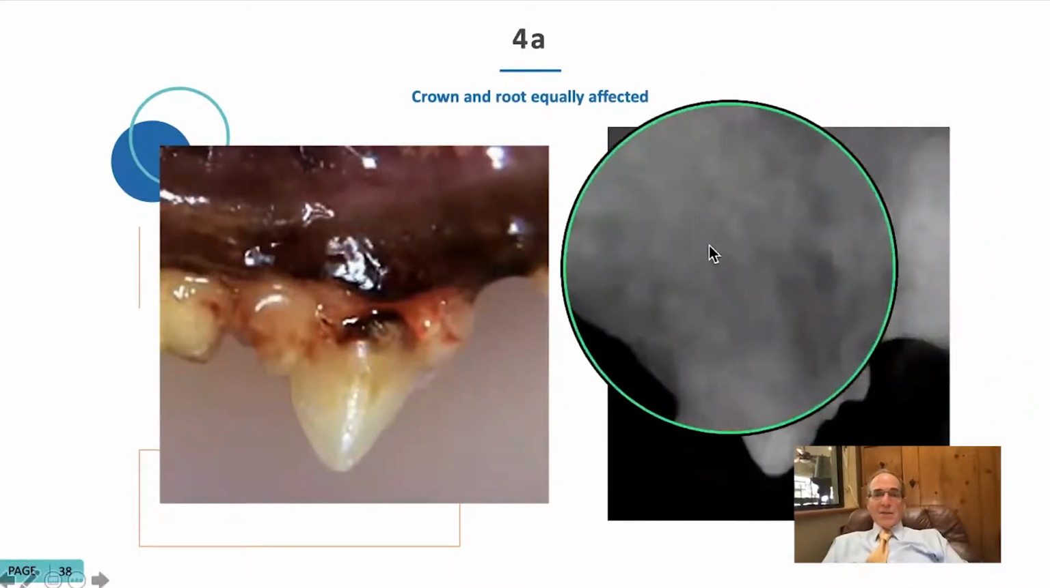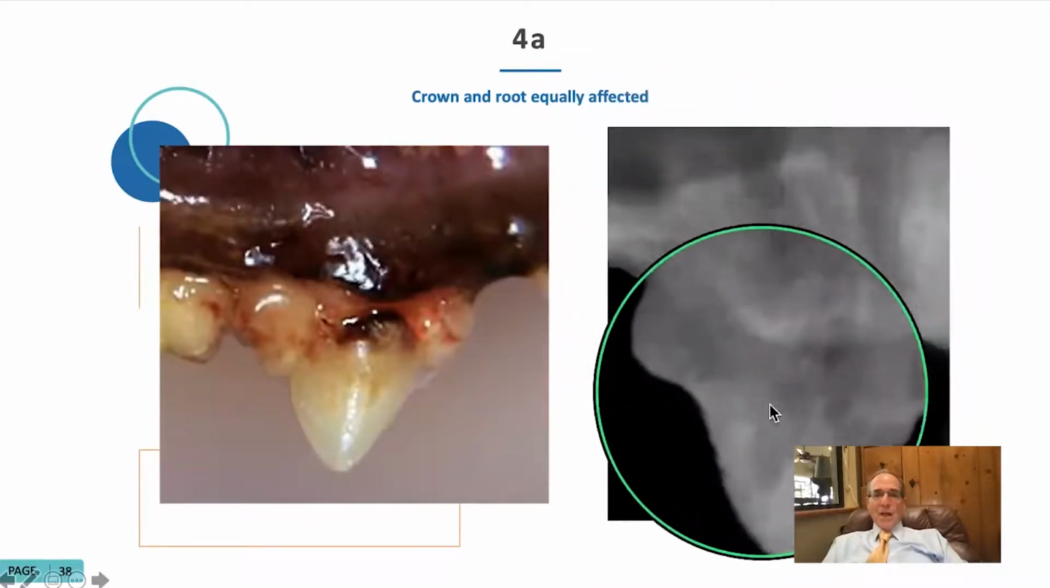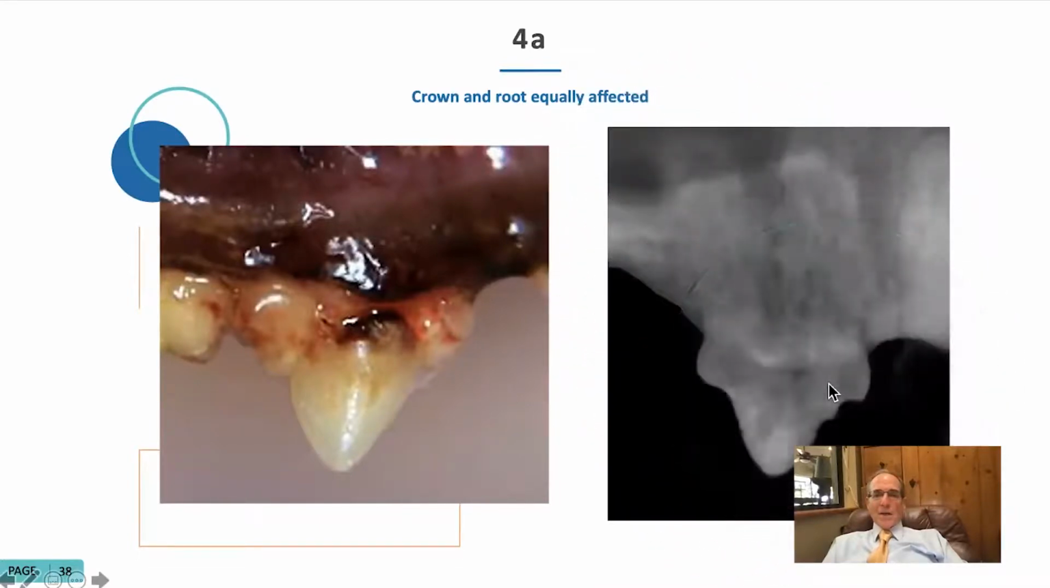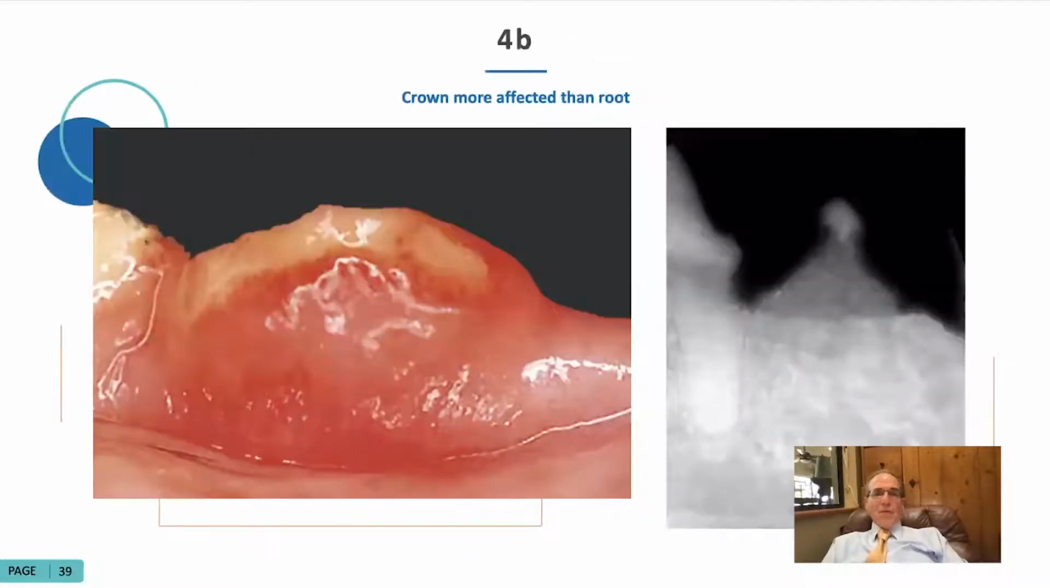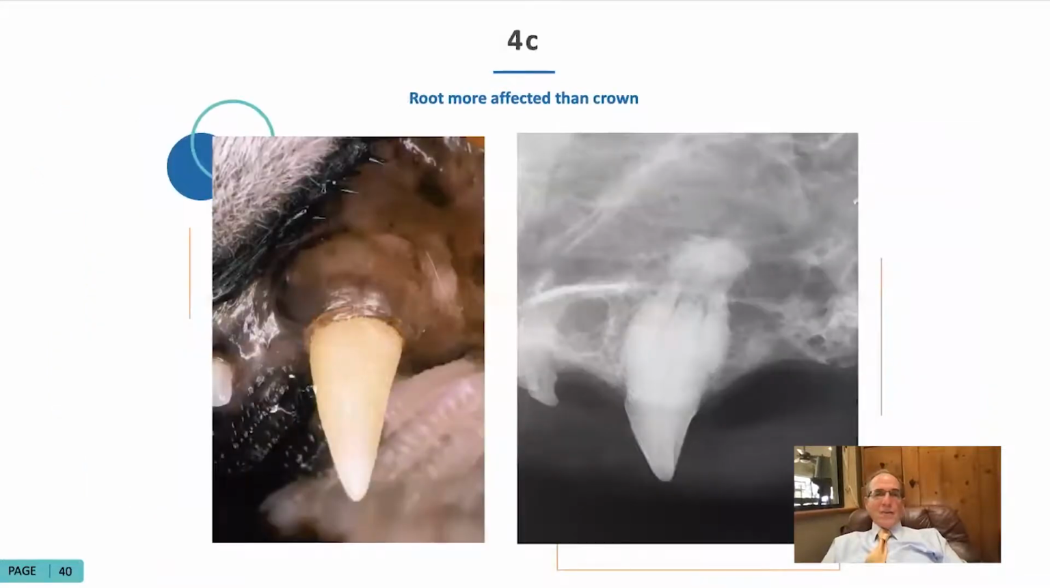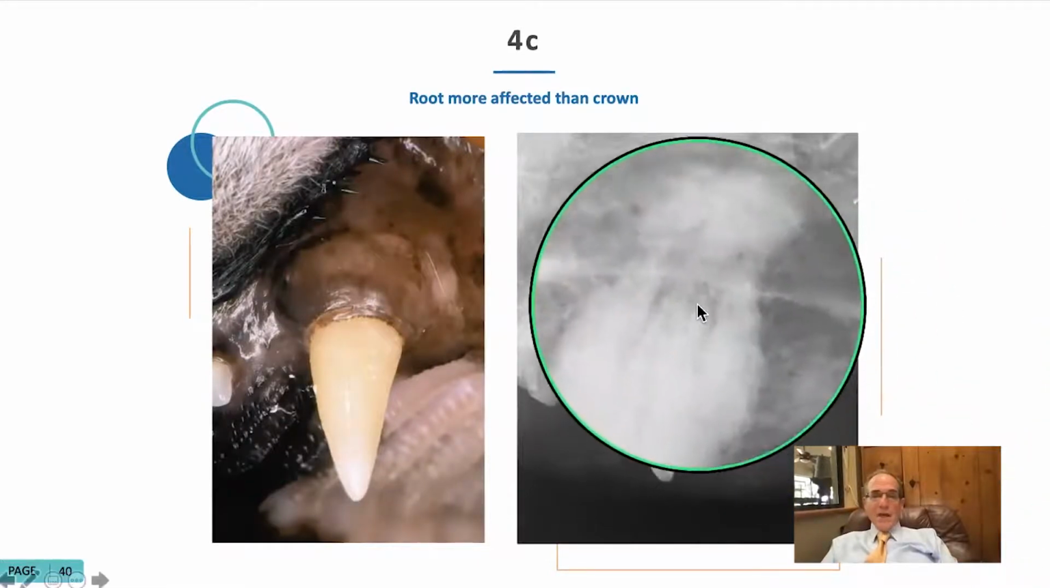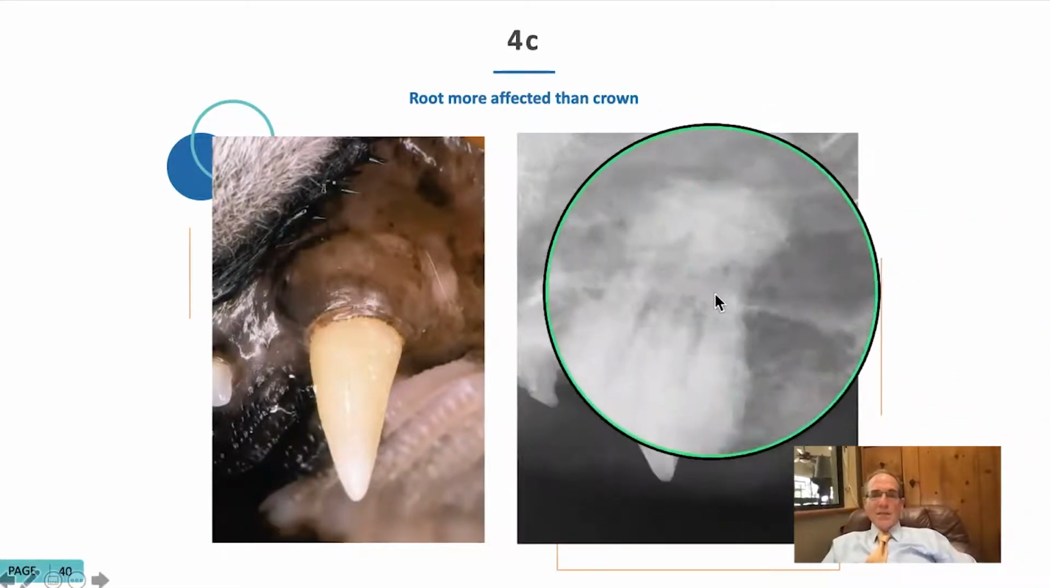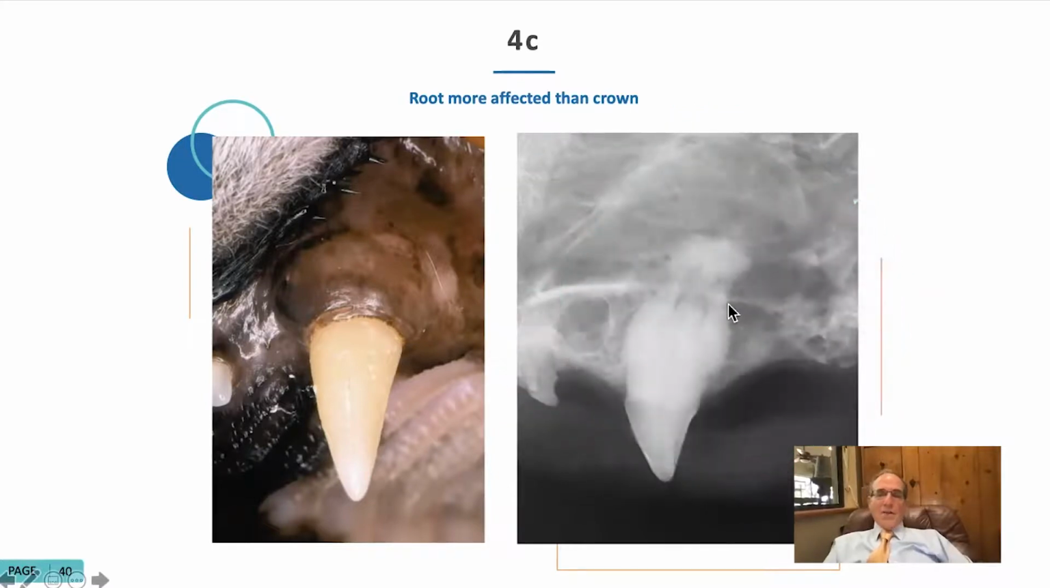And you can see how it looks moth-eaten on the root and moth-eaten on the crown. So that's 4A. 4B, the crown's more affected than the root. And 4C, the root is more affected than the crown. In this picture on the left, it kind of looks like the crown isn't affected at all. But on the right, this tooth is about ready to fracture because of the massive tooth resorption that's affected the root canal system and certainly the root.